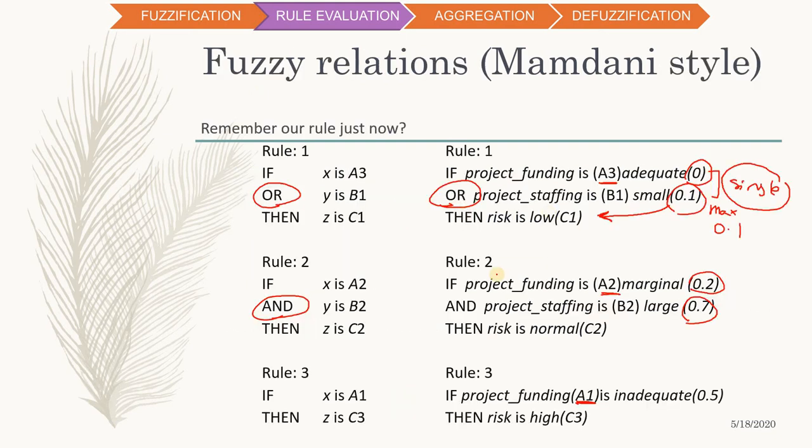In rule 2, we have an AND fuzzy rule. From these two fuzzy inputs, 0.2 and 0.7, what would be the minimum value? The minimum value is 0.2. What about this last rule? It has a single antecedent, so you don't have to do anything, since we already have a single number, 0.5.